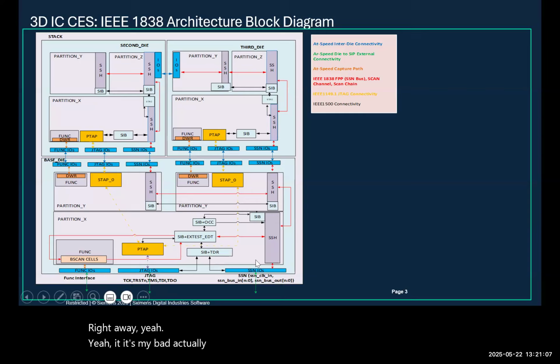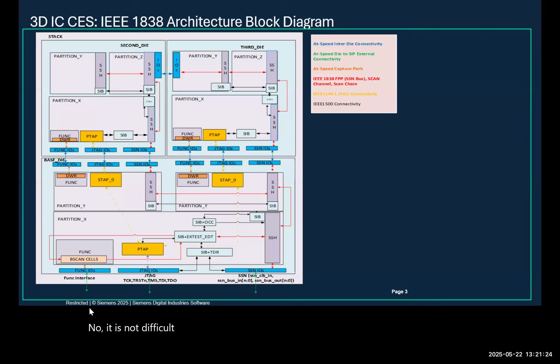So you're saying, is it typical for somebody to drive the 1500 directly from the package pins, or not really? 1500 is used only for wafer probing. No, it is not difficult.